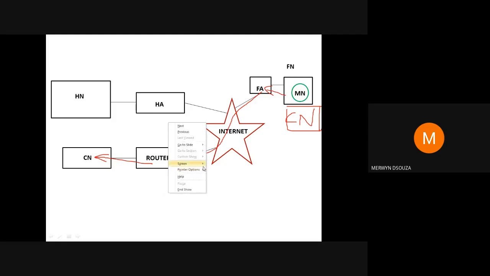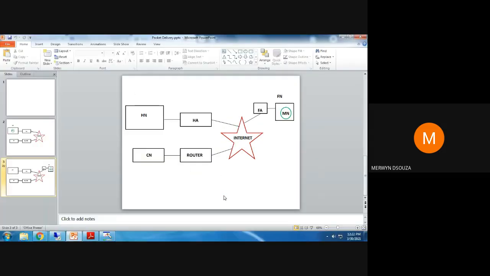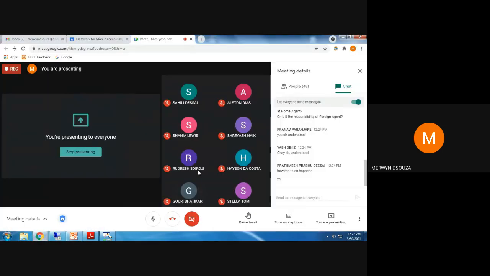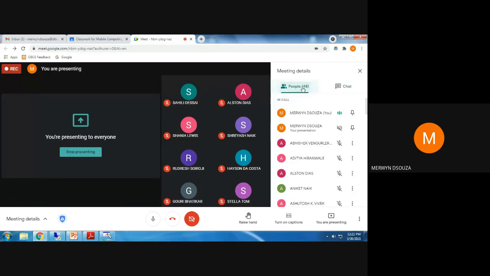Is it clear? So this is how the reply comes from the MN to the CN. I'm happy to see that you are asking questions. It means that you are understanding. Is it okay? Understood?